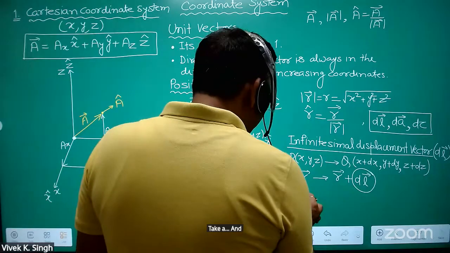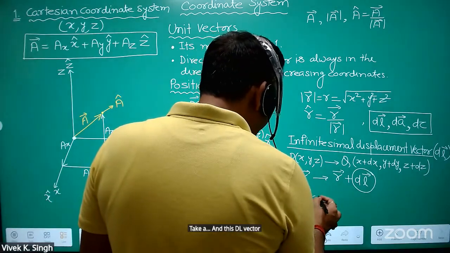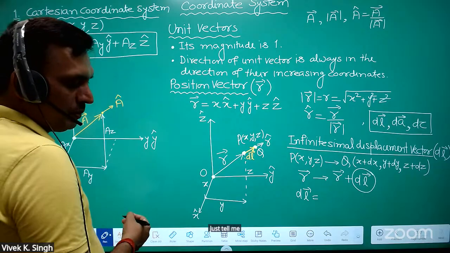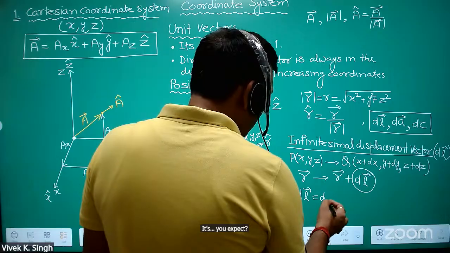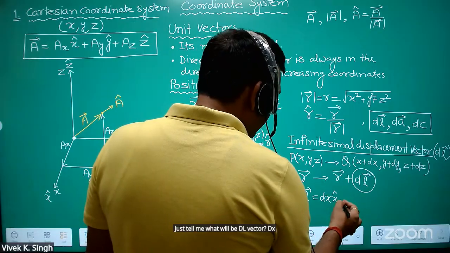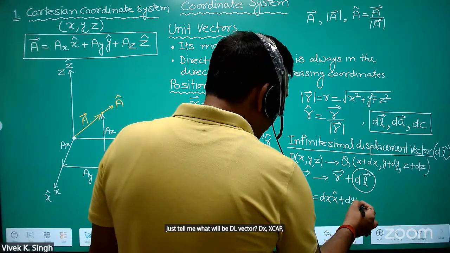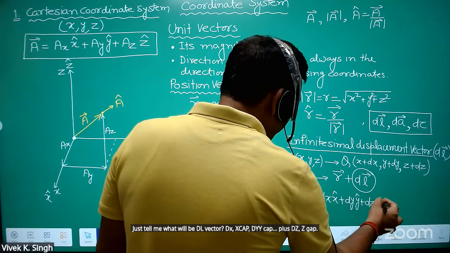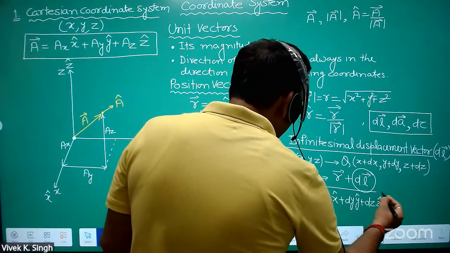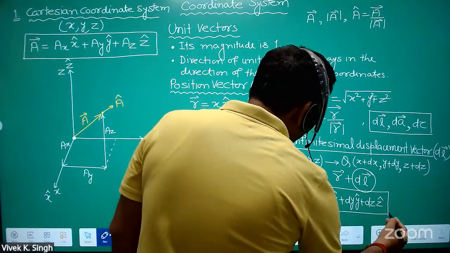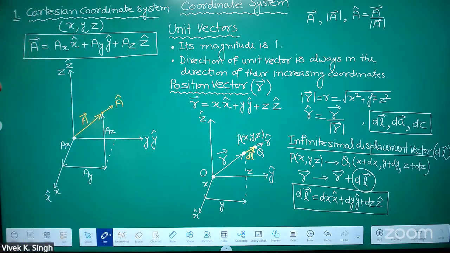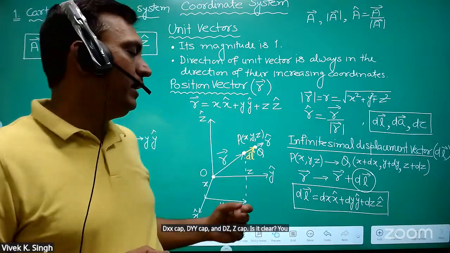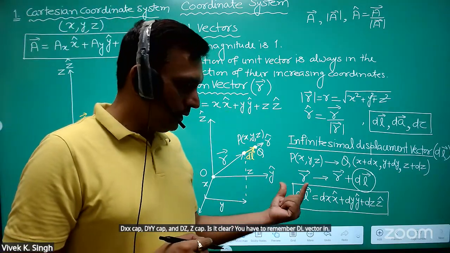And how will you write the dl vector? Can you say? Just tell me what will be the dl vector? dx x cap plus dy y cap plus dz z cap. Is it clear? You have to remember the dl vector in Cartesian coordinates.